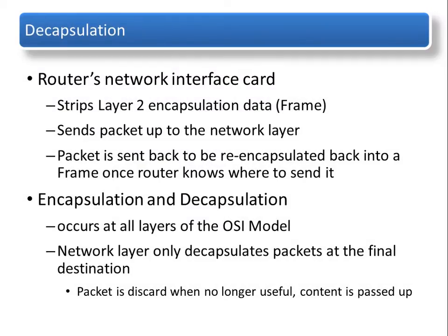Decapsulation, the fourth and final responsibility of an OSI Layer 3 protocol, occurs only when the packet reaches its final destination, at which point the packet header is no longer useful and the end device will discard this information and pass the segment up the stack. A router, on the other hand, will only strip away the frame information to reveal the packet header. Now that the router has access to the packet header, it can use the addressing information to determine where to send the packet. The packet is then sent back down the stack to be re-encapsulated and shipped out.